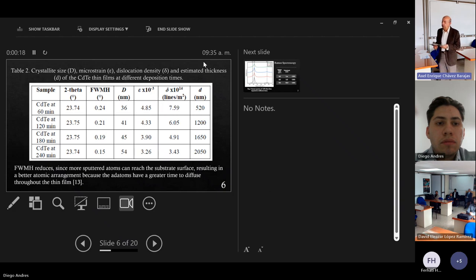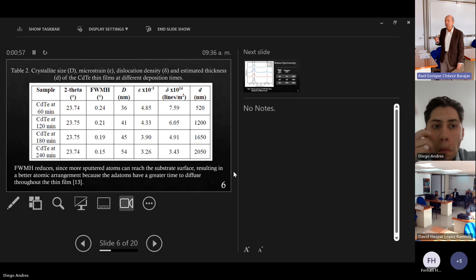Okay, there you are showing dislocation density. And you're showing that as the temperature increases, your dislocation density is going lower, from 4.85 to 3.26, when you are making an anneal at 240 minutes. My question is, is there any limiting time to make that annealing? I mean, 240 minutes is a lot of time. Can you increase that time?